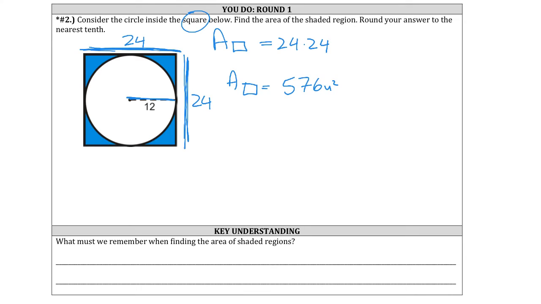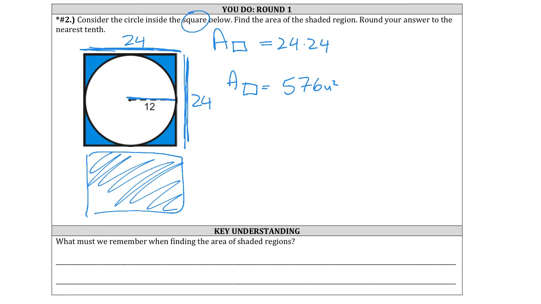So that whole square, if it was all filled in, would be 576 units. But it's not all filled in. There's a circle cut out of the middle. So I also want to find the area of this circle. So area of the circle is pi r squared. The radius of this circle is 12. So it's 144 pi.